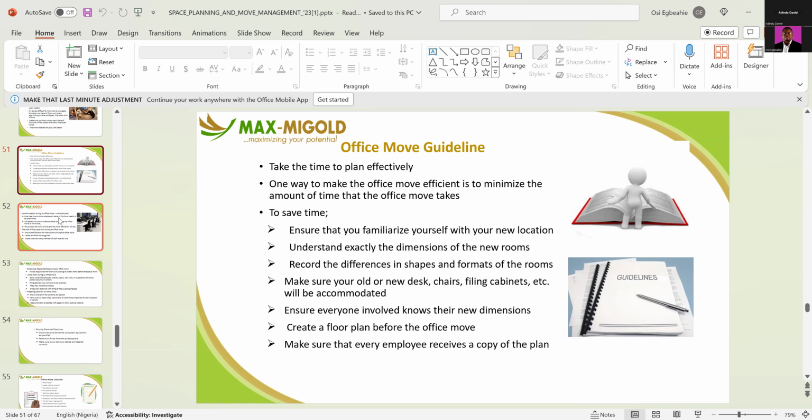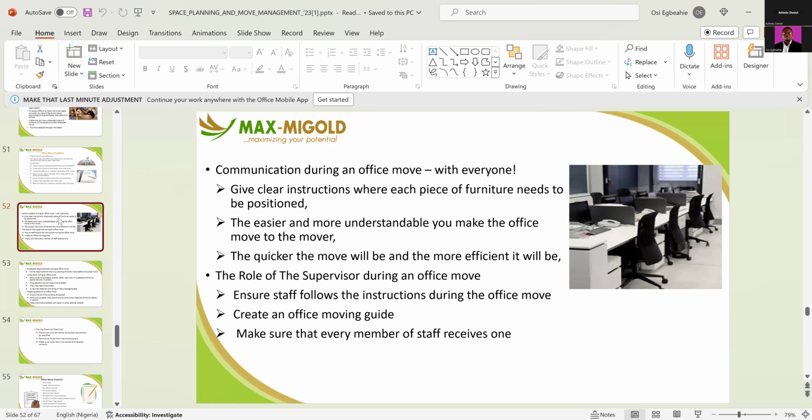To save time, ensure that you familiarize yourself with the new location, understand exactly the dimensions of the new rooms, and record the differences in spaces and formats of the rooms. Make sure your old or new desks, chairs, filing cabinets, etc., will be accommodated accordingly. Ensure everyone involved knows their new dimensions. Create a floor plan before the move. Make sure that every employee has a copy of that plan so that when they get to the new location, they know where they are going.